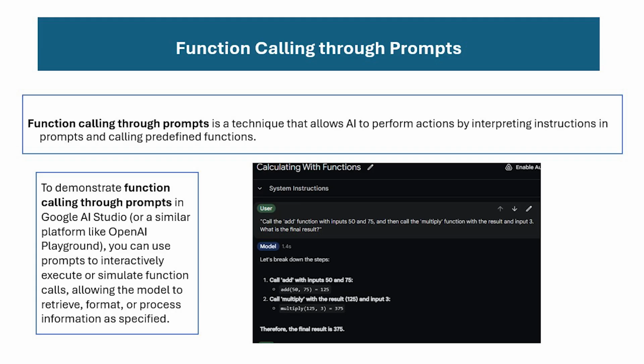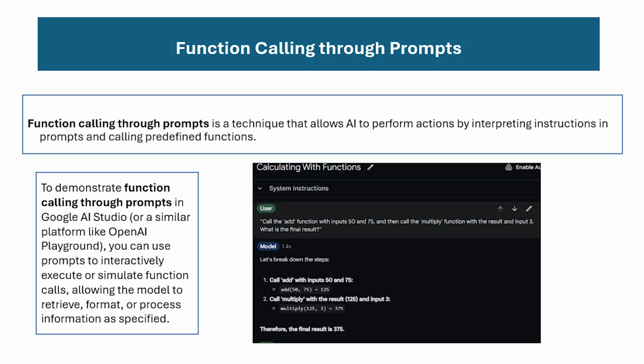Function calling through prompts is a technique that lets AI perform actions based on instructions in your prompts. Essentially, you're asking the AI to interpret your request and call a predefined function to get things done. In Google AI Studio or something like OpenAI Playground, you can use prompts to interactively trigger these function calls. This means you can ask the AI to retrieve, format, or process information the way you want.